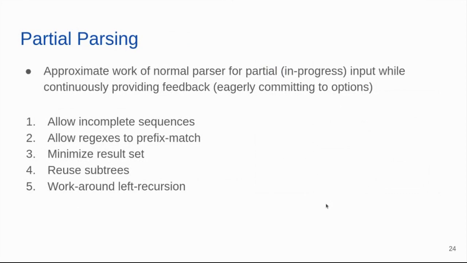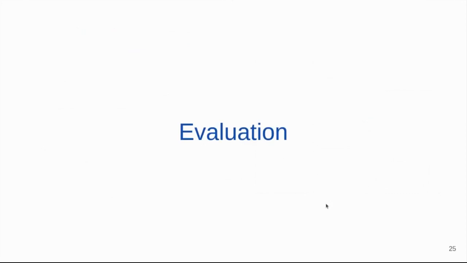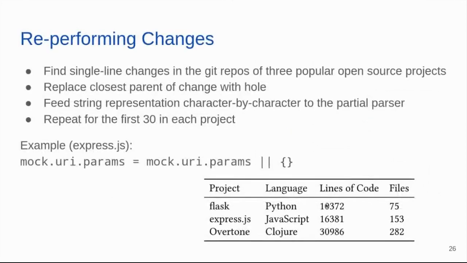All right. So we evaluated this work through an experiment. In particular, we sourced single line changes from popular open source Git repositories. So we used Flask, which is written in Python, Express.js, a server framework, again, same as Flask, which is written in JavaScript, and Overtone, a live coding Clojure library. And in particular, we looked for single line changes in order to approximate realistic inputs that users would have given throughout the evolution of the respective software packages.